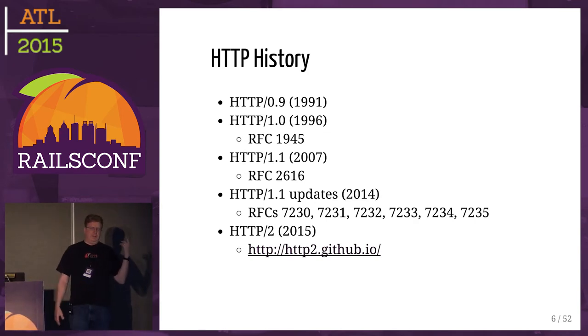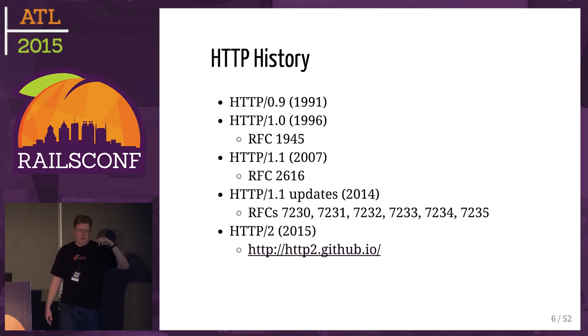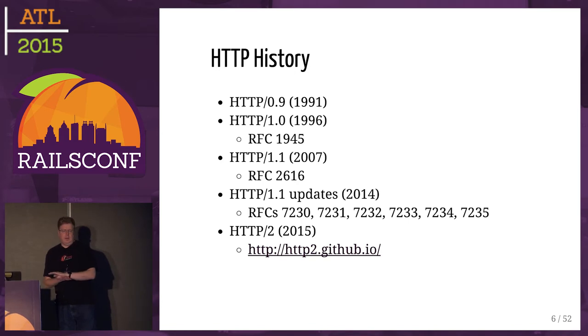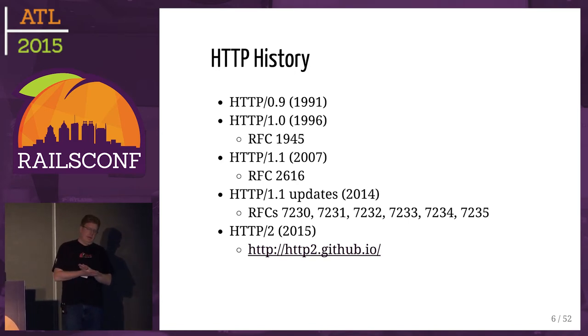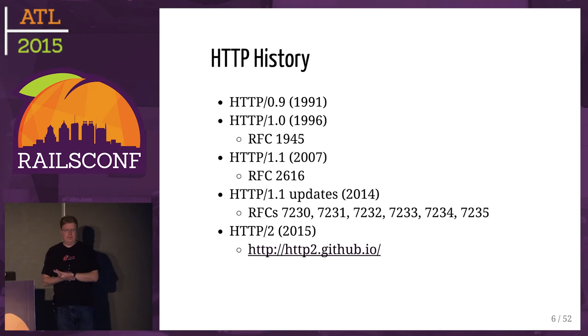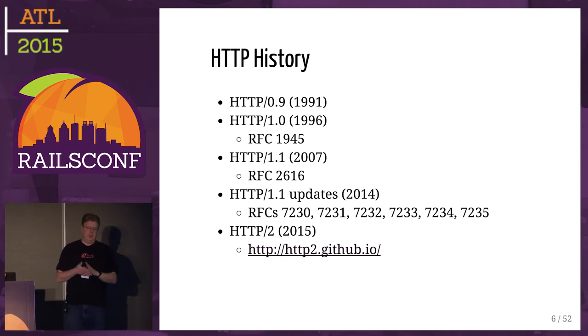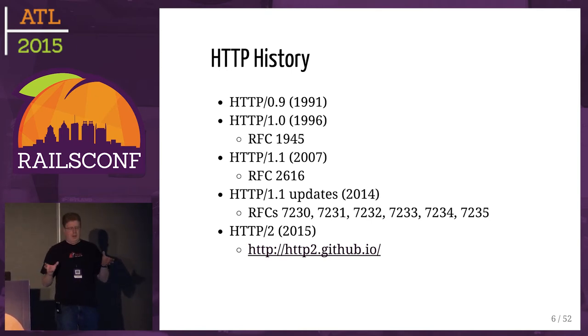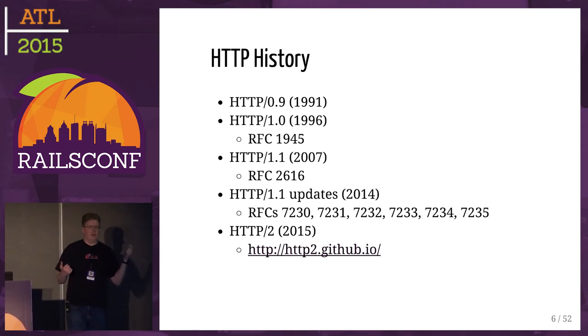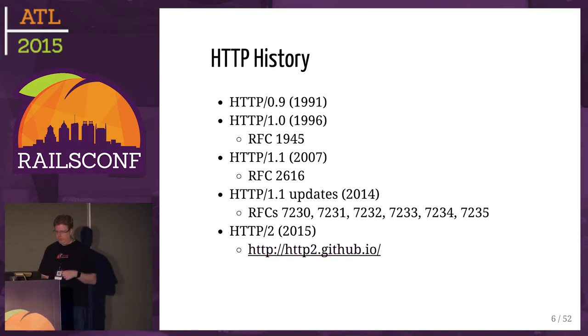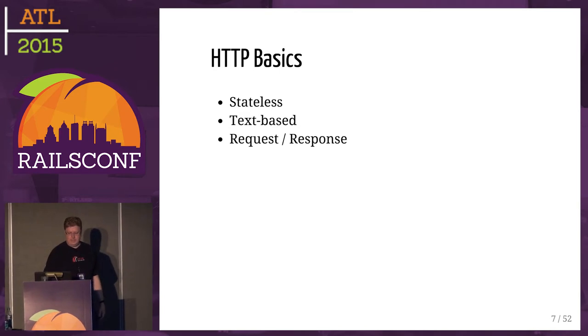HTTP has been around since 1991. The first version didn't actually have a version number, but retroactively we call it 0.9. It was standardized in 96. The version that we typically use now was standardized in 2007. That RFC is very handy if you have any questions about how HTTP works. It was just updated a few months ago. It was broken up into multiple pieces, basically in preparation for HTTP 2. HTTP 2 has been ratified, standardized, but it hasn't been published yet. But that's a good URL to check out if you're interested.